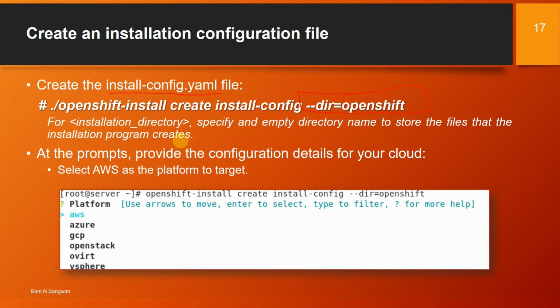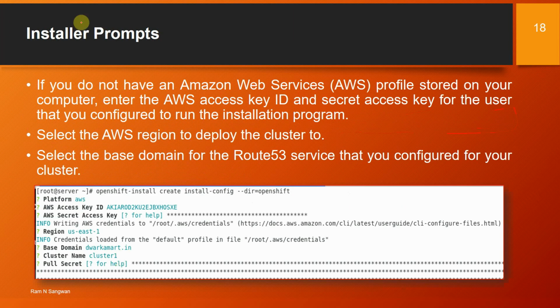So you specify the directory, specify the empty directory name to store the files that the installation program will create. And I repeat, this installation program will create the TF state or Terraform state files. I have seen that. Select AWS as the platform target. These are the typical questions it will ask you: platform, AWS, Azure, GCP, OpenStack, oVirt, vSphere. You answer that, which I'll show you during the demonstration.